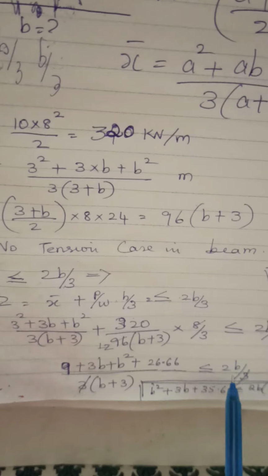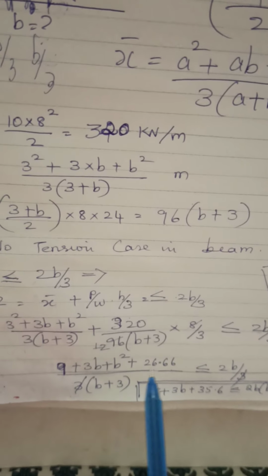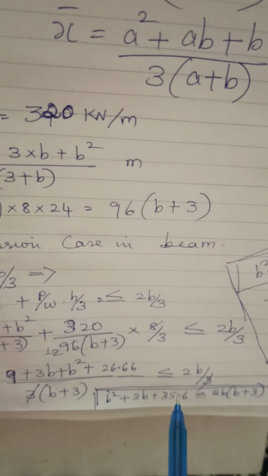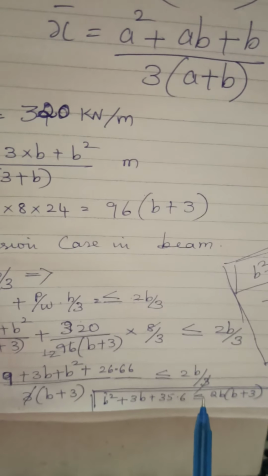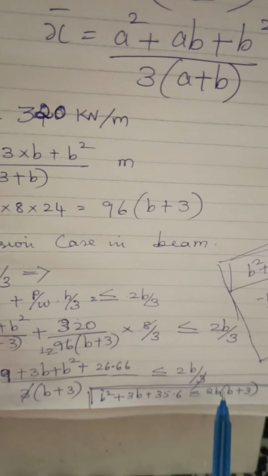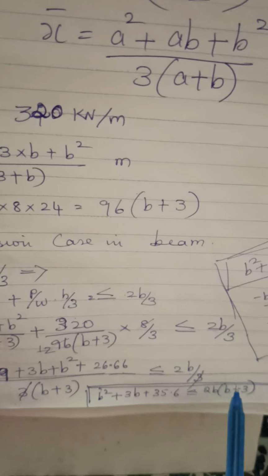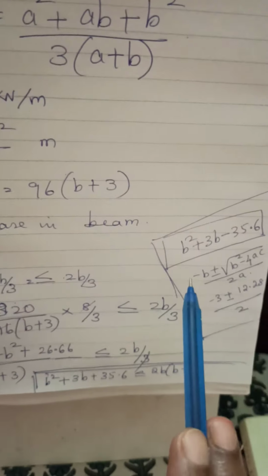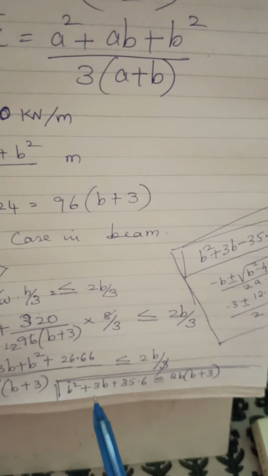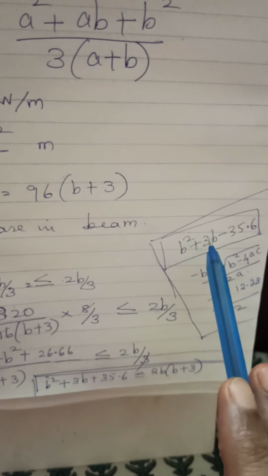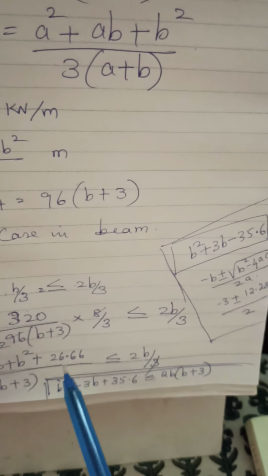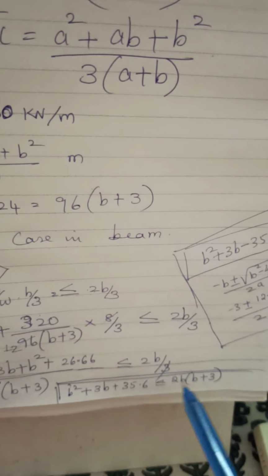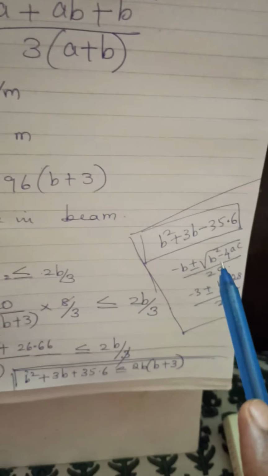Now I am cancelling the 3 on both sides and I am taking the B plus 3 to the other side. Now we can check: B square plus 3B plus 35.6 should be less than or equal to 2B by 3. Here you will get 2B square and I will get one more term called 6B. So 2B square minus B square will arrive at 1B square, and 6B minus 3B will arrive at 3B. So we are taking all the terms to this side. You will get B square and a 3B term, and then this term becomes negative.